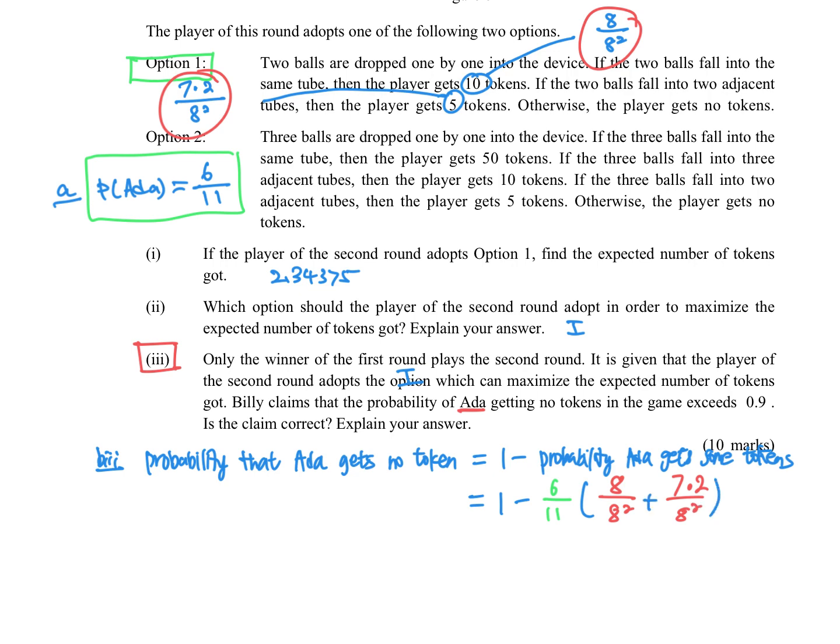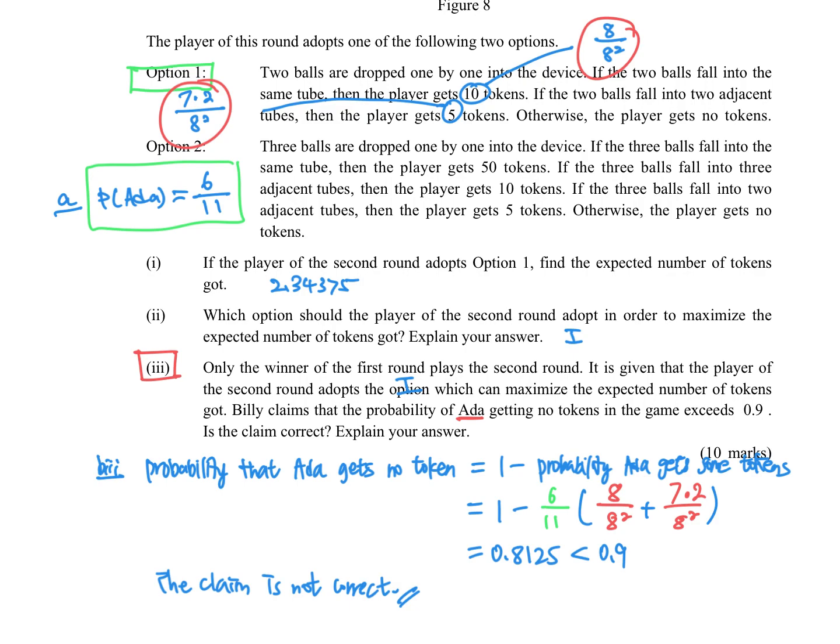Let's sum them up. Then let's see, this probability, would that be bigger than 0.9? And then times 6 out of 11, 1 minus, and that would be 0.125. So which is less than 0.9. So that's why the claim is not correct. And that's all for the last part as well as the video. Thank you for watching.